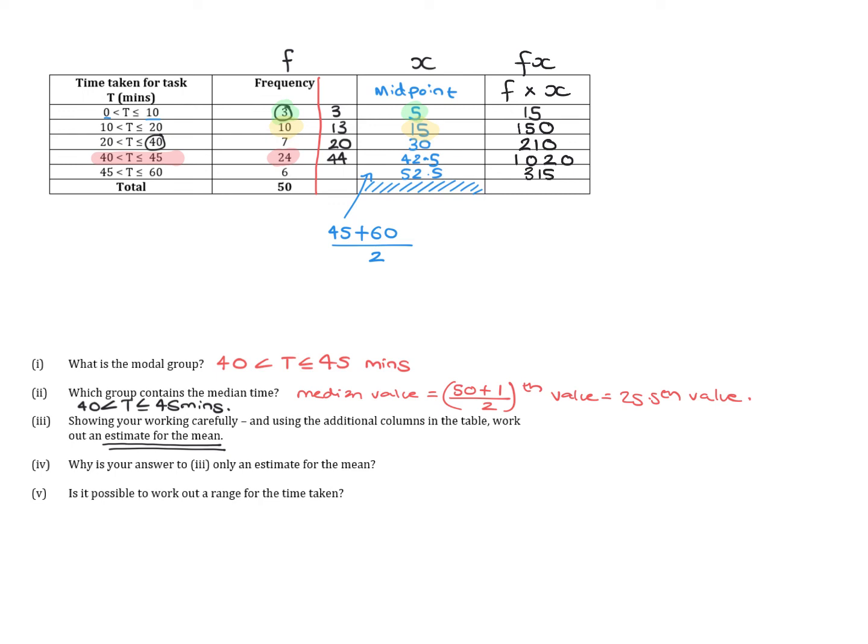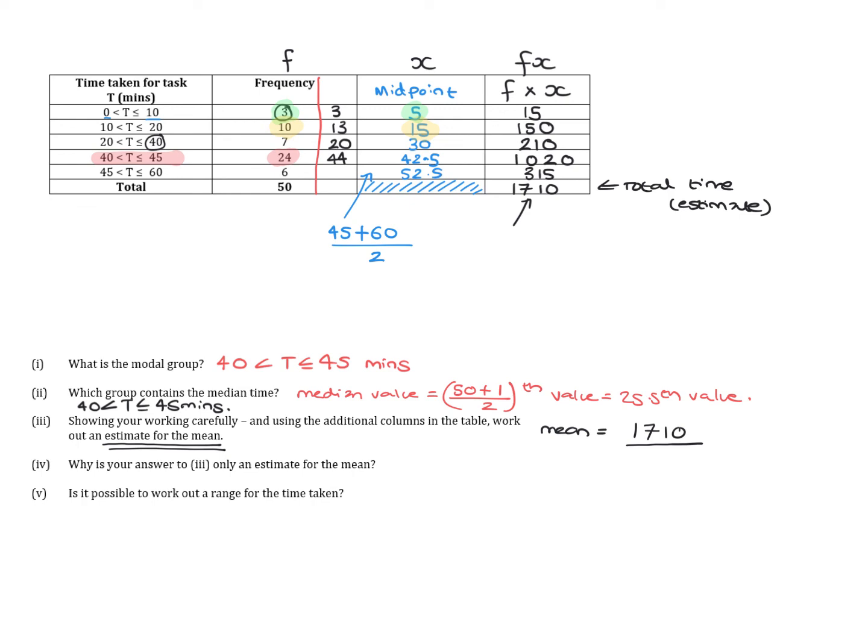Now, our mean is then going to be equal to the total of this column here, which is the total time. Well, it's an estimate for the total time. Why is it an estimate? Because we didn't know the individual times taken by each person, we used the midpoints for the group instead. Now, if I add together all of these values in the final column, that comes to a total of 1,710. So my mean is then going to be 1,710 divided by the total number of people.